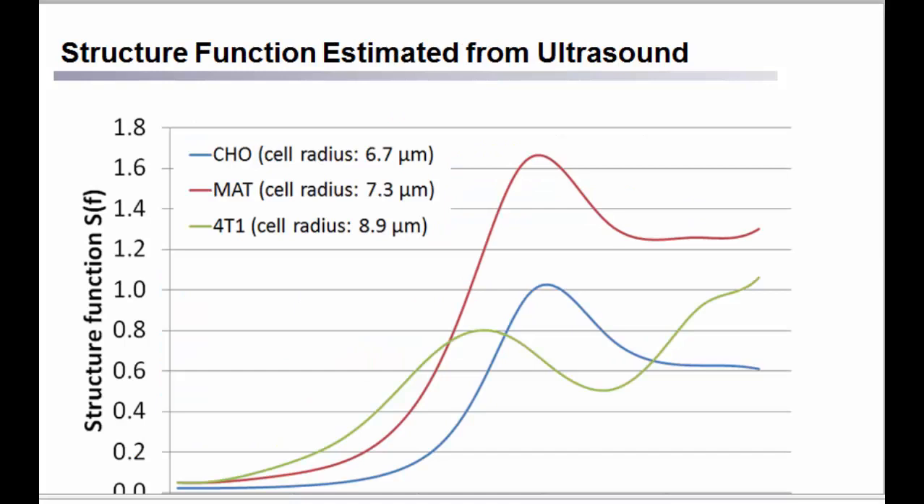We estimated the structure function from the backscatter coefficient for the 3 cell lines. The structure function is plotted as a function of frequency. The 3 curves have similar behaviors in the sense that they have lower than unity values at lower frequencies, and they have a peak. The peak locations are different for different cell lines. And you can see for the green one, the peak is the lowest, corresponding to highest cell radius.